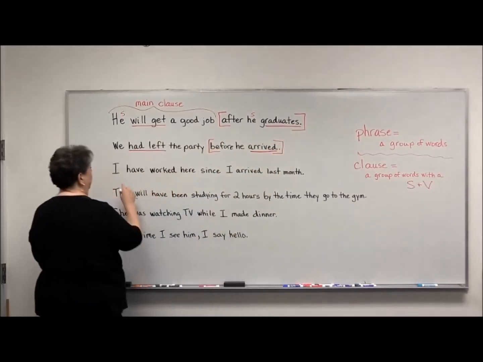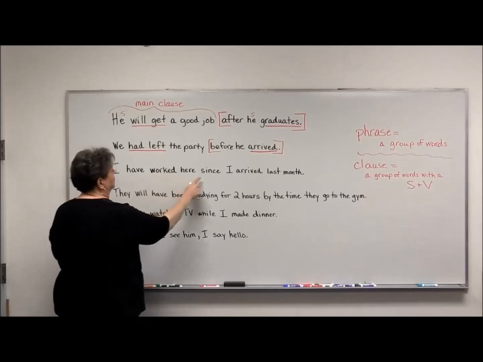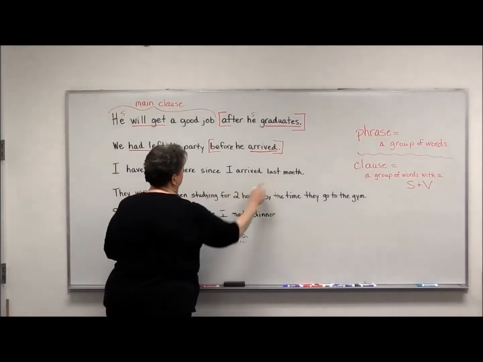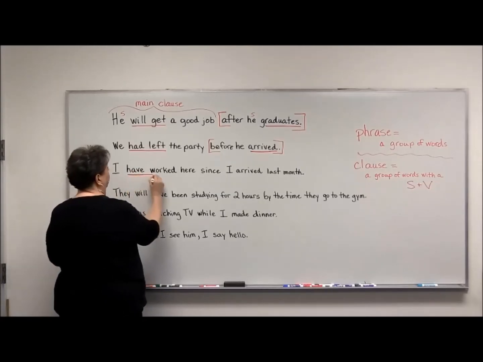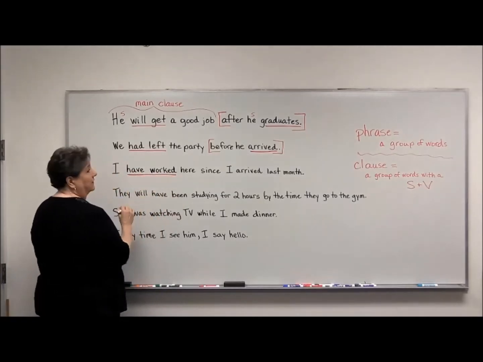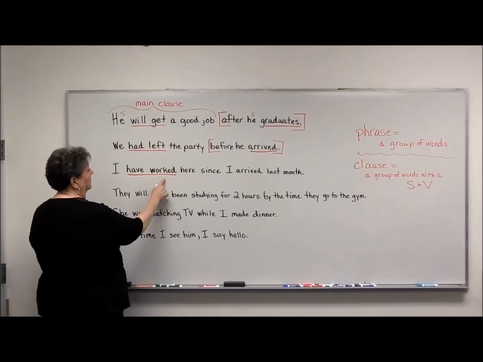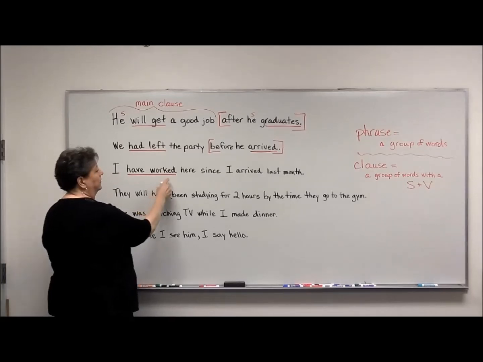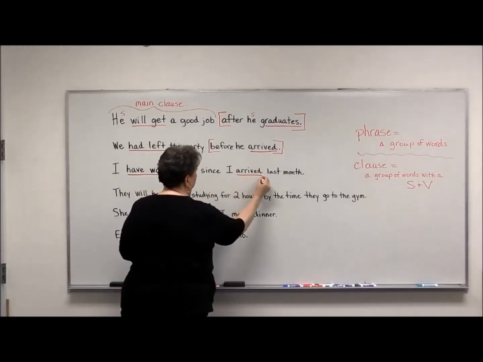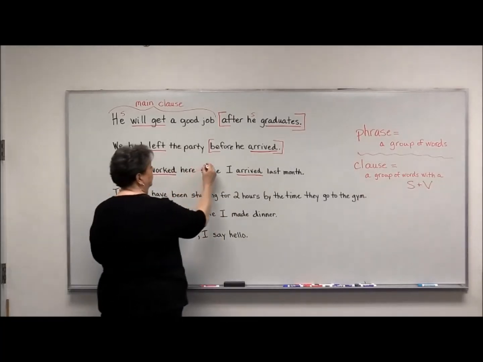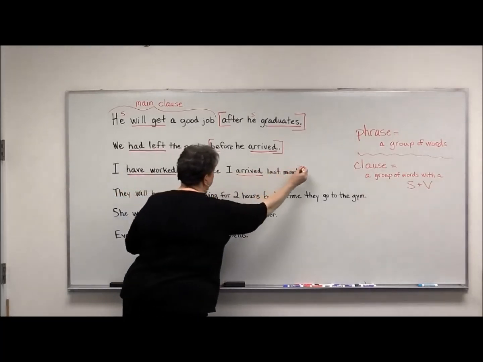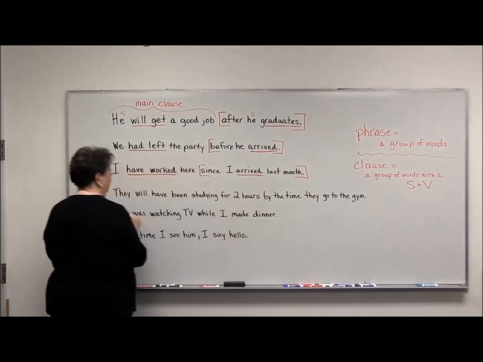Let's do the next one. I have worked here since I arrived last month. Verb. What tense is that? Present perfect. Do you see another verb? Yes. Where's the time clause? It starts with the time word. Okay, let's do the next one.